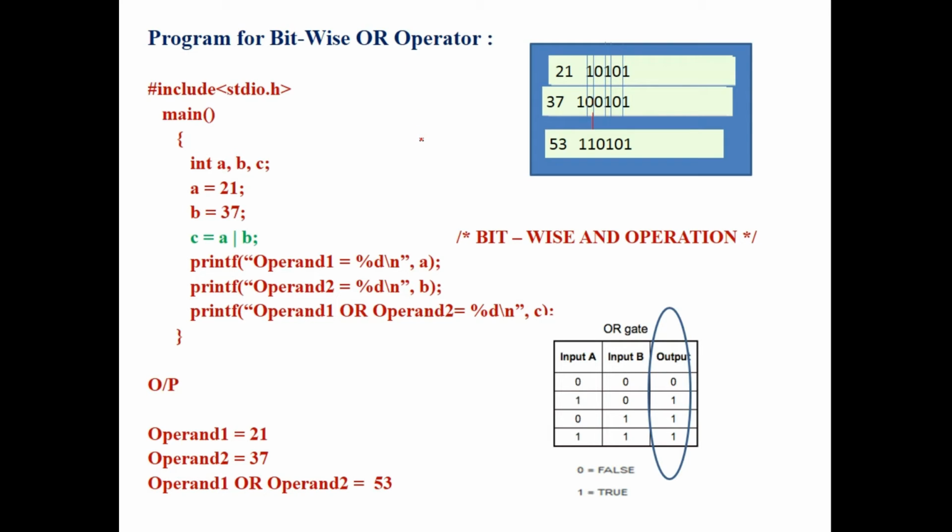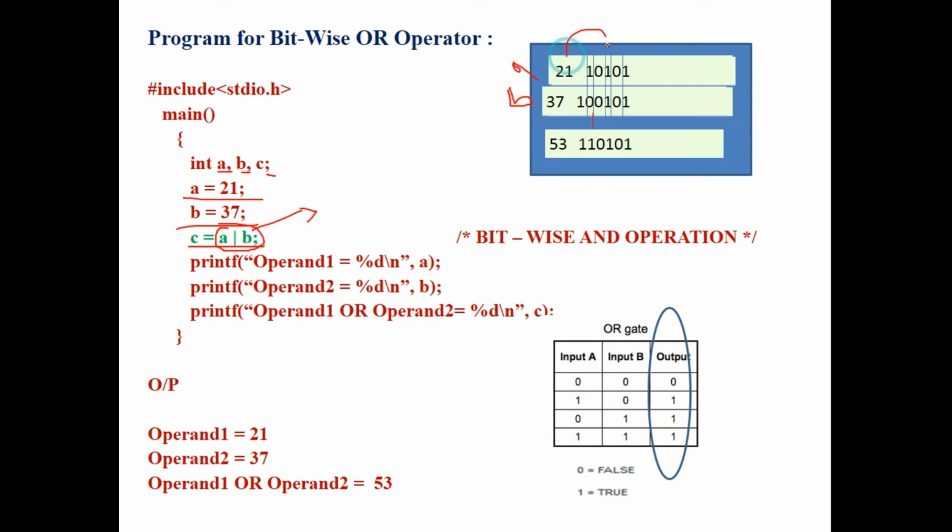So in the same way, we will perform the next operation, the bitwise OR. Here we are taking three variables A, B, C. A is 21, B is 37, and we are performing C = A | B, the binary OR, not the logical OR. It performs the OR operation on the binary data of A and B.